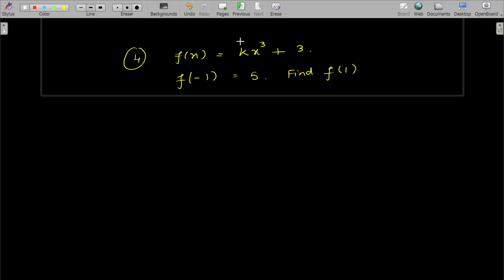So maybe you can tell me how you should approach this type of problem. I would plug in f of negative 1 and 5 and solve for k, and then plug in k and 1 and get f of x. Yes, perfect. So can you do it and let me know the answer?